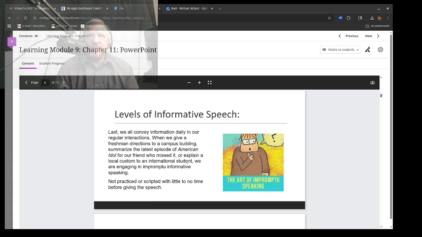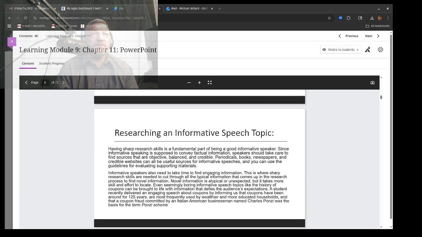Informative speeches can be not practiced, meaning impromptu, right? With little to no time before giving a speech. That's happened to me several times. When you think about researching your topic for an informative speech, making sure that you weed through lots of information is important. You need to give them good information that captures the audience, that tries to make sure that it belies the seriousness of the nature of your speech.